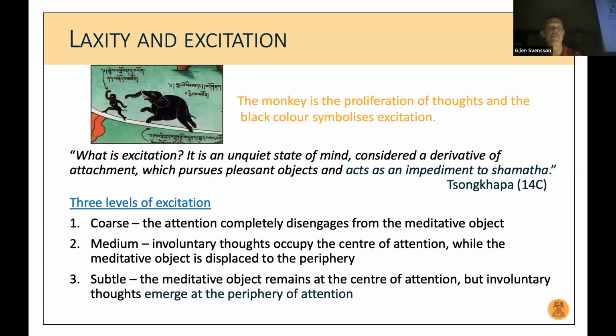Subtle excitation is the opposite. It says the meditative object remains at the center of attention, but involuntary thoughts emerge at the periphery of attention. So, for example, you're mainly focused on the breath, but there's a little bit of background static. There are a few thoughts and emotions in the background, but they're not pulling your attention fully towards them. You notice them a little bit, but you're mainly on the object. That's subtle excitation.